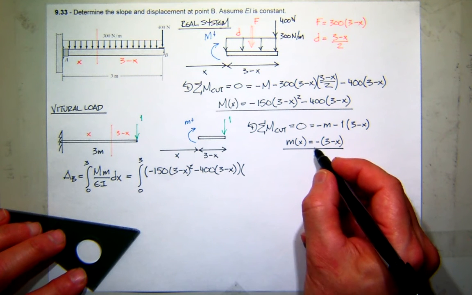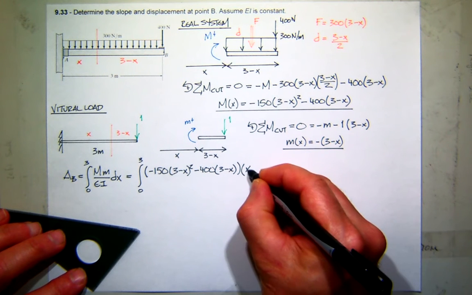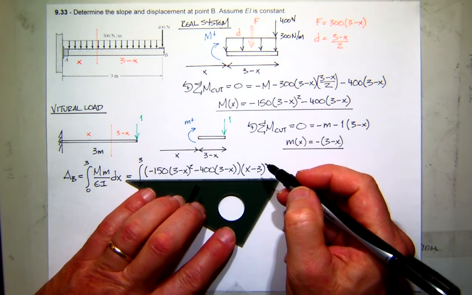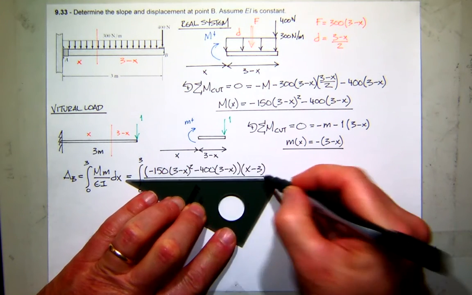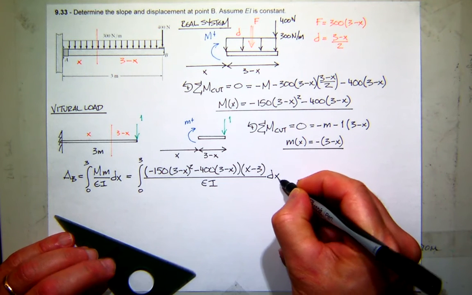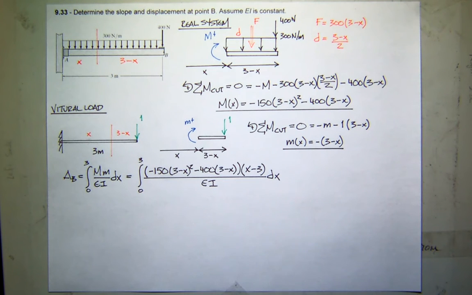That negative sign is going to mess me up. Yeah, I'll flip that around, just make that x minus 3. And that whole thing is divided by EI, which is constant, dx. So for me on the exam, that's good enough. What about the second part?